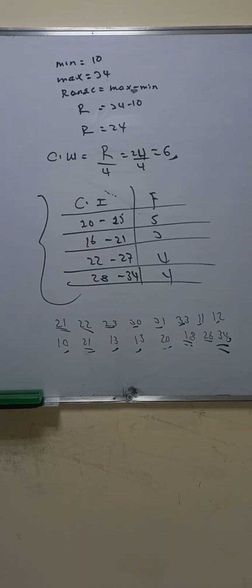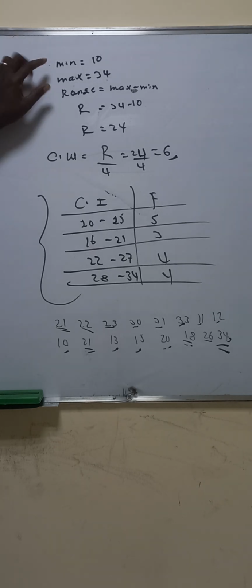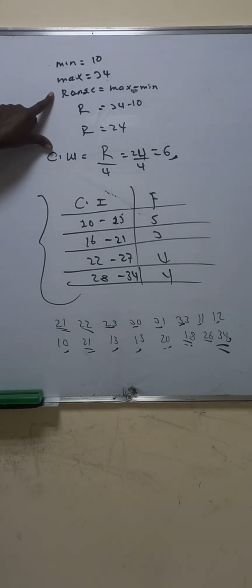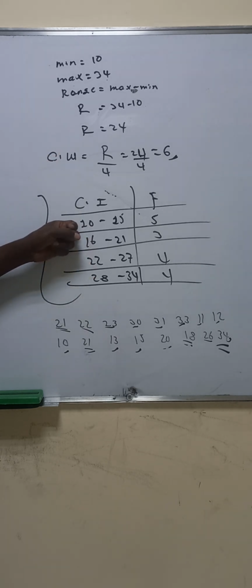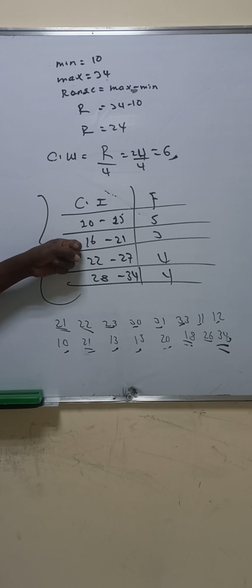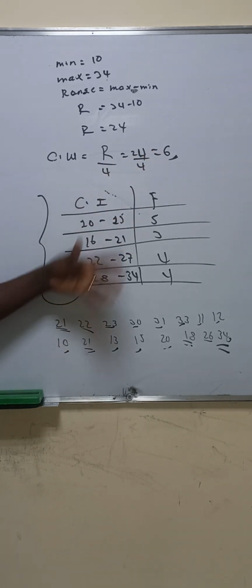So to sum up this problem, in order to create a group frequency table, these are very important. First, you have to find the minimum, the maximum, the range, and the class width. After you get this, you take the smallest value of this data as the first value. Now to find the second value, you add the class width, and you continue the same procedure.